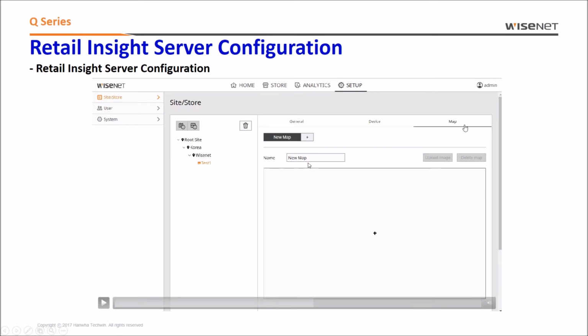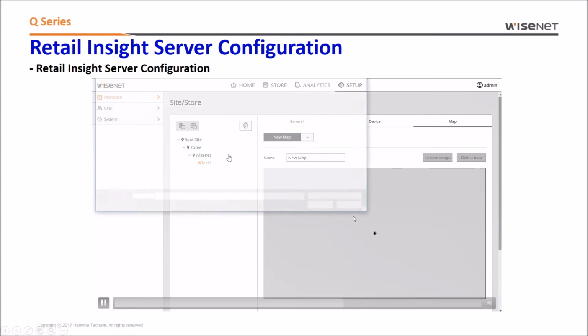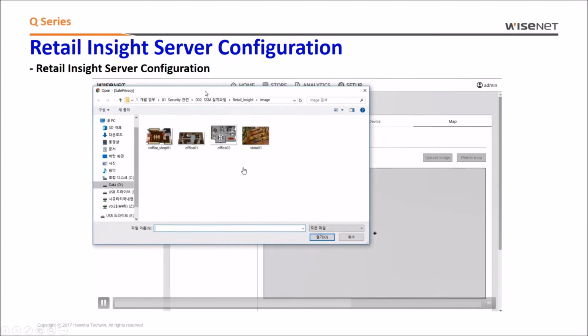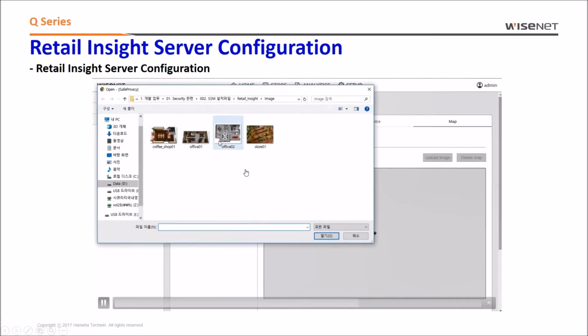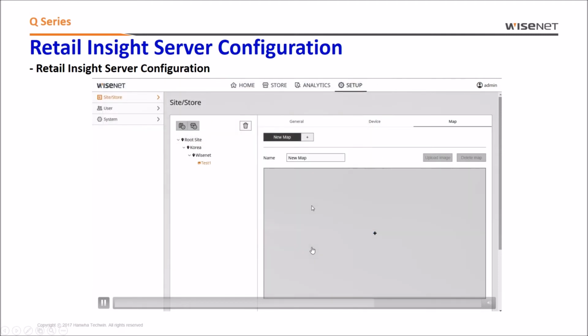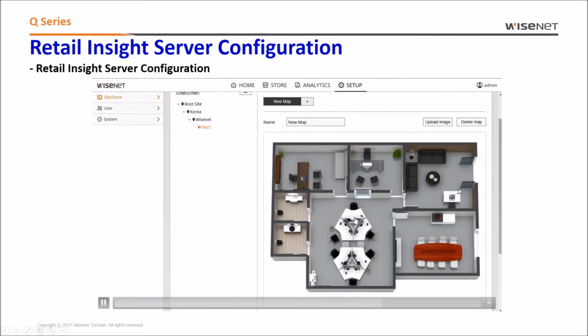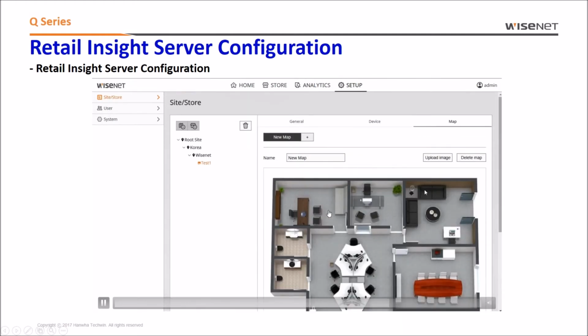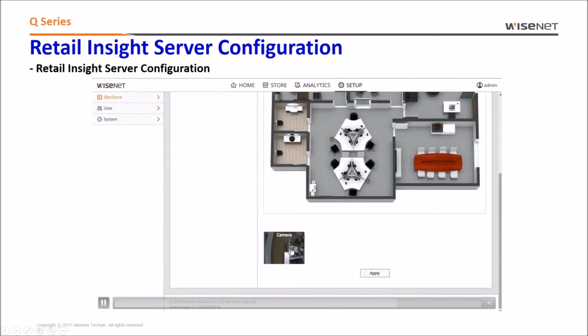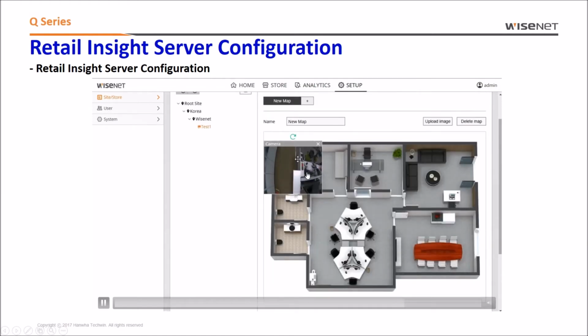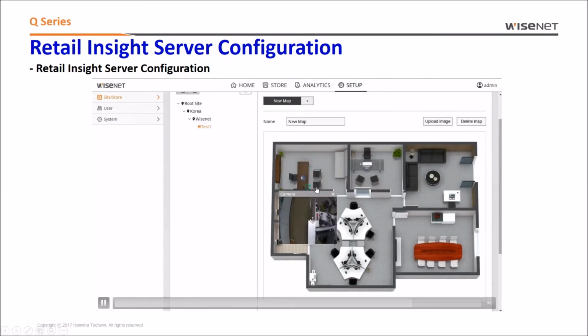And when you go to the map, you can add the map of the store from here. So just click here and a new window will come up. You can select the map file from here. Actually, it's the image file. You select and apply it. Now the map has been applied. If you want to apply camera snapshots, just click the camera and it will be placed here, so you can move it on the map.